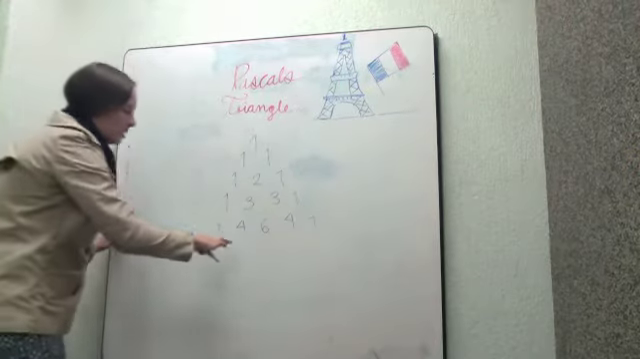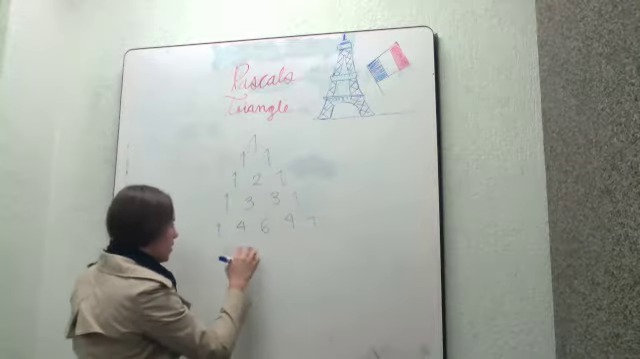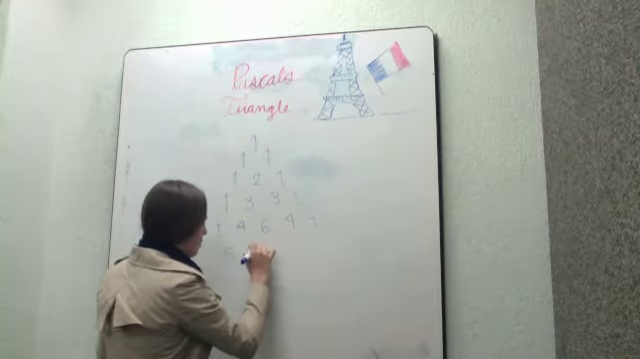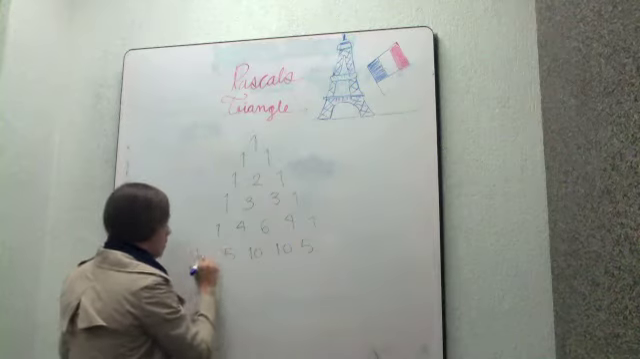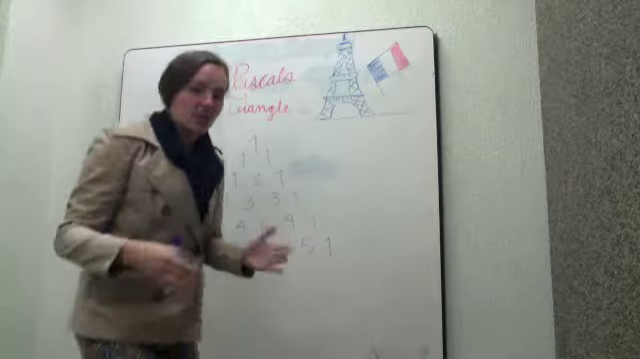We add up these numbers, we get a 5. These numbers, we get a 10. These numbers, we get a 10. These numbers, we get a 5. 1 and 1. And then you continue.